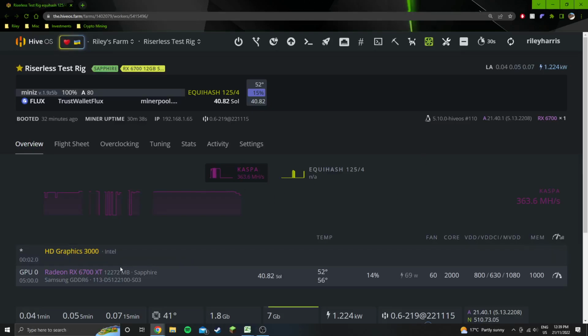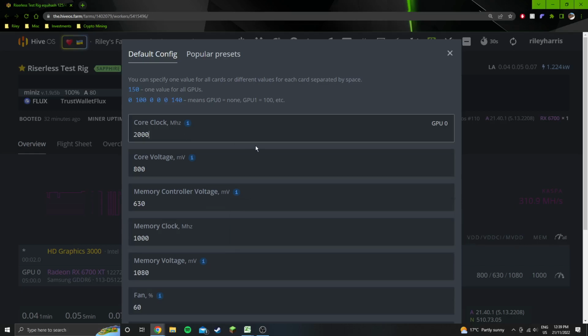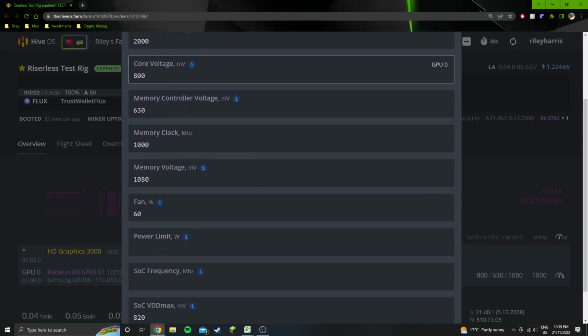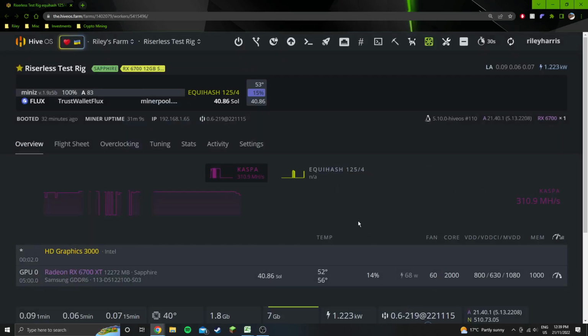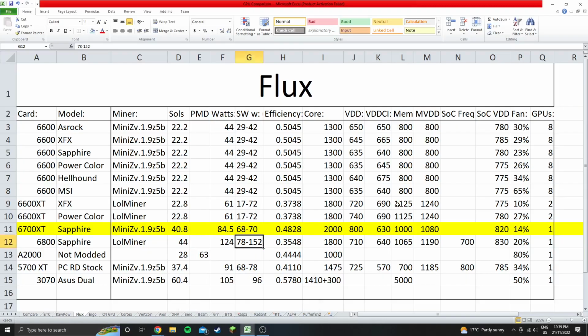So we're currently mining on my 6700 XT. We're mining Flux using MiniZ version 1.9 Z5 Bravo. We are getting roughly 40.8 sols, and these are the settings that we're using: 2000 on the core, 800 on the core voltage, 630 memory controller voltage, 1000 on the memory clock, 1080 on the memory voltage, and 820 on the SoC VDD max. And I'll show you the results that we are achieving with that.